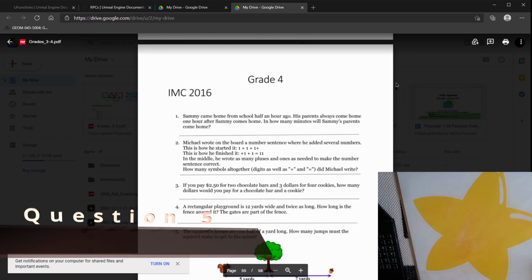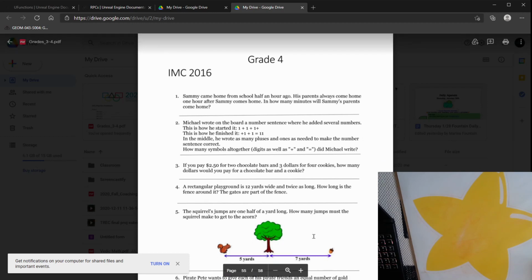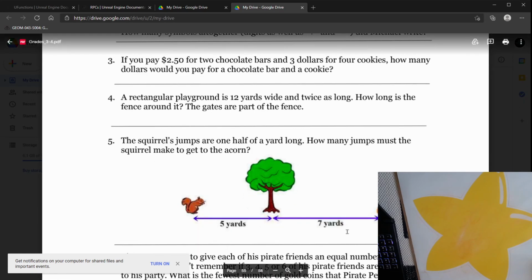Okay, moving on to question number 5. The squirrel's jumps are 1/2 a yard long. How many jumps must the squirrel make to get to the acorn? I'm going to zoom in a bit here.